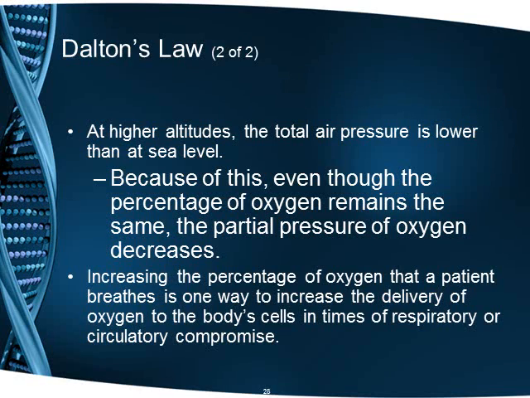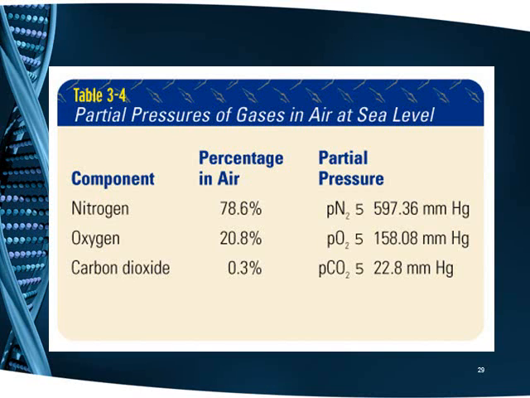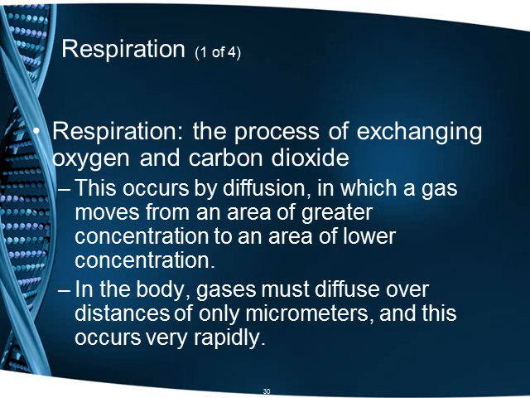Increasing the percentage of oxygen that a patient breathes is one way to increase the delivery of oxygen to the body's cells in times of respiratory and circulatory compromise. So we increase the percentage of oxygen. We hook them up, bump them up to 100%. We have 100% oxygen they're breathing in now, so hopefully more of that's going to be able to diffuse across. Okay. So there you can see another little example of the partial pressure and the percentage in air of gases at sea level, courtesy of the AAOS Airway Management book.